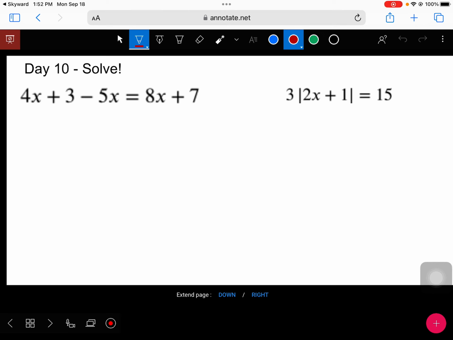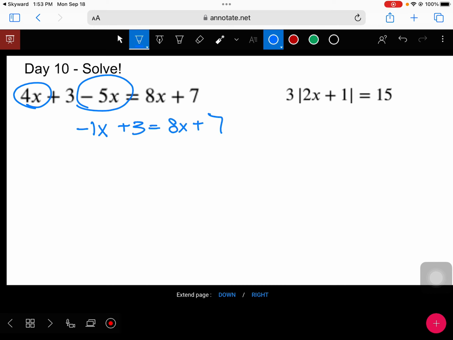What do I do first here in this first problem? Combine like terms. And what are my like terms? 4x and minus 5x. You better be looking at that sign before it. And what is 4x minus 5x? Negative 1x plus 3 equals 8x plus 7.